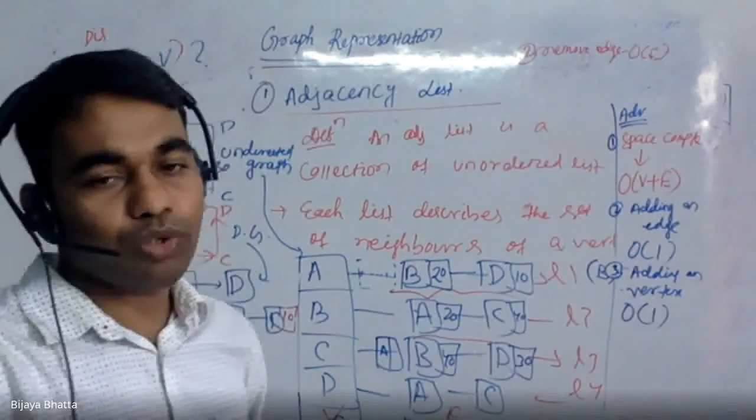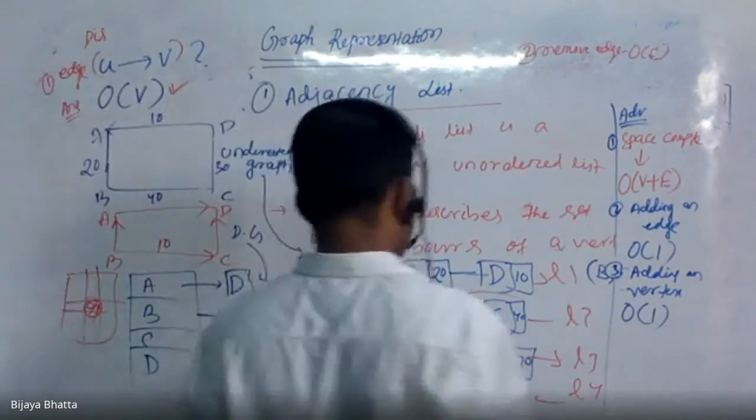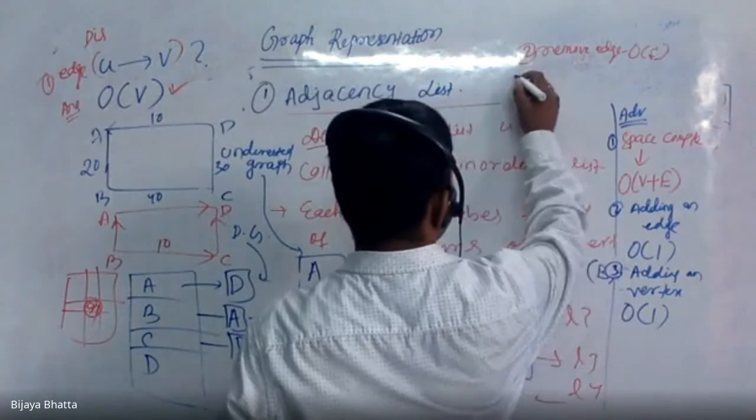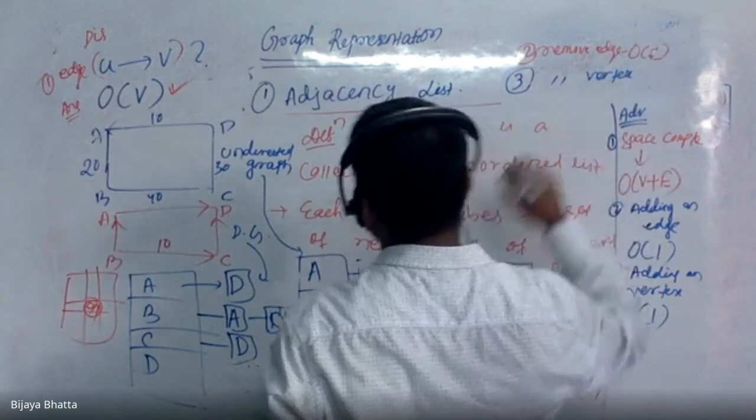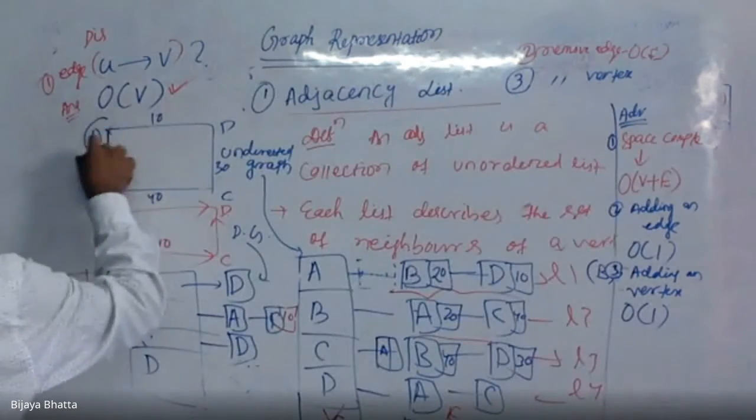Okay. If you want to remove a vertex, this is very crucial. The third one is remove vertex. If you are removing a vertex, suppose you want to remove A itself.